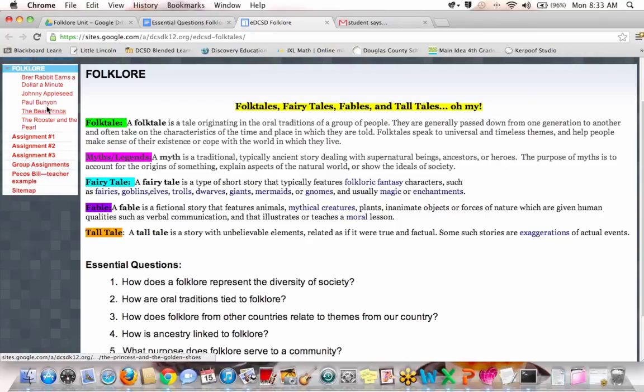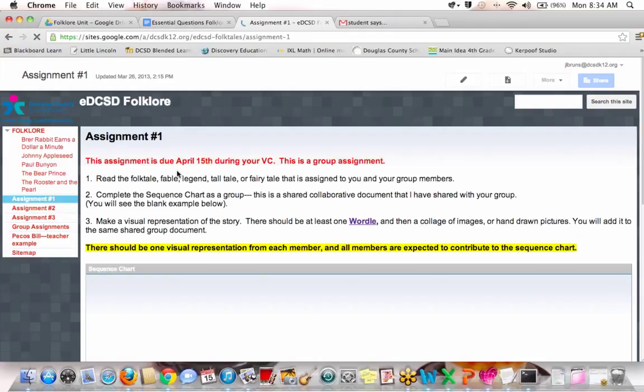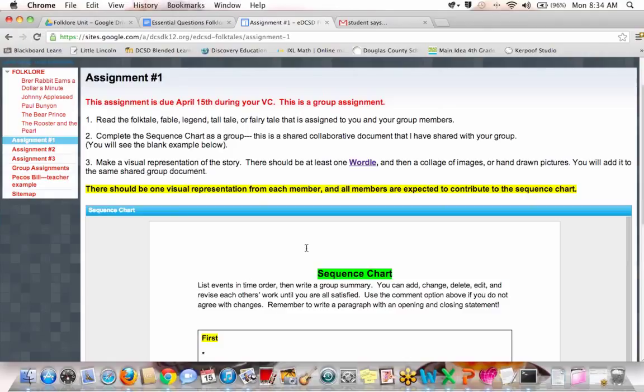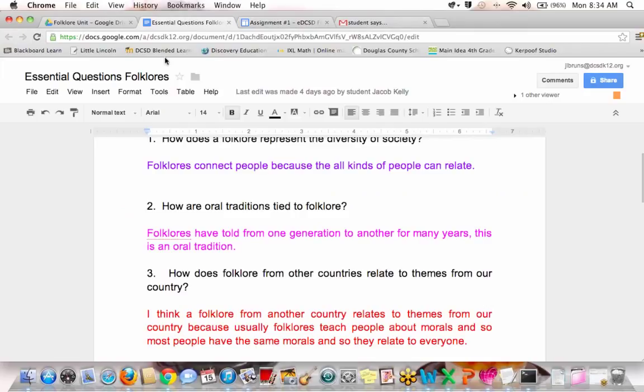So all of you have been assigned for assignment number one. You've been put into a different group, and you each studied one of these different folklore stories. Now, I think a lot of you were kind of confused about the sequence chart because I got a ton of people trying to fill out this blank example and requesting access to it. You were already shared a sequence chart that was for your group. So let me just show you what I mean.